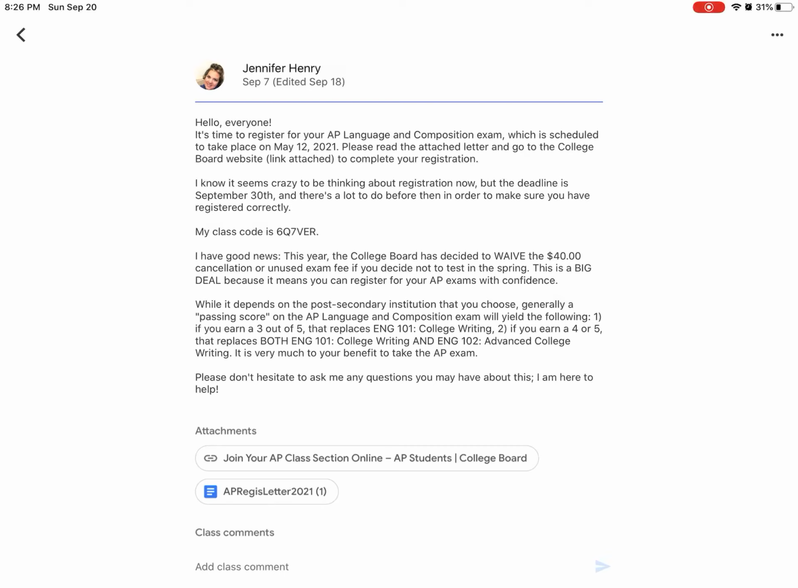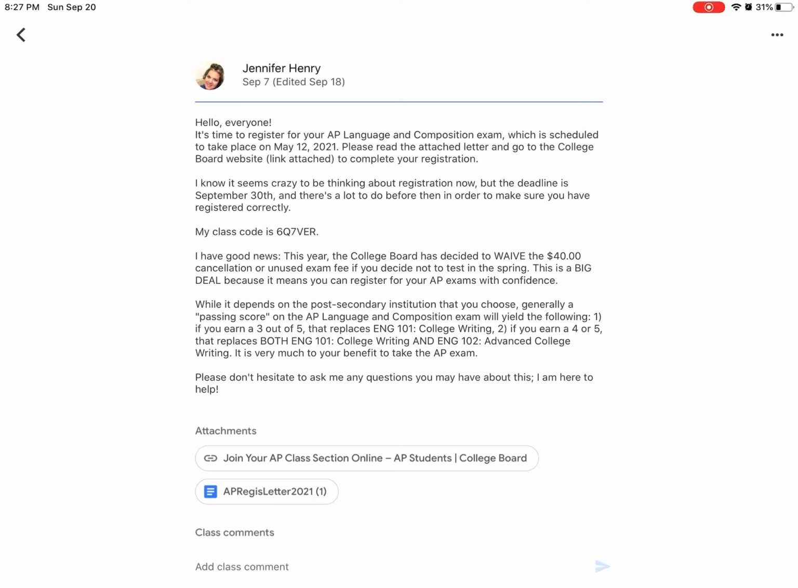So it's definitely to your son or daughter's benefit to try to take the test. This year, thankfully, AP College Board has decided to waive the $40 cancellation or unused exam fee. So if your child decides, look, I just don't think I would test well, I don't even want to take it, and they've already paid for it, you will get your money back, not minus $40. It'd be the full refund. So really, it's definitely to your child's benefit to take this test. He or she has a good chance of passing, and it would yield something very desirable, which is getting out of some college courses.